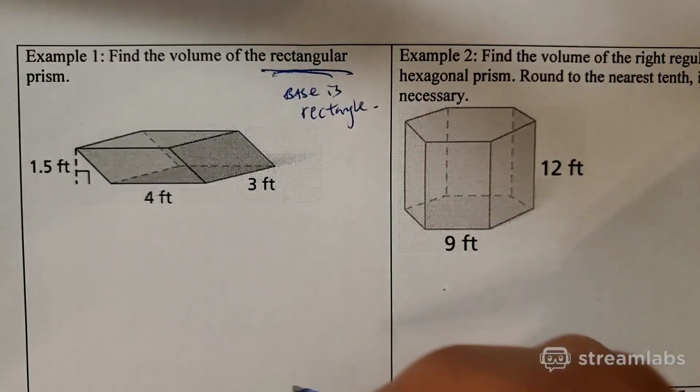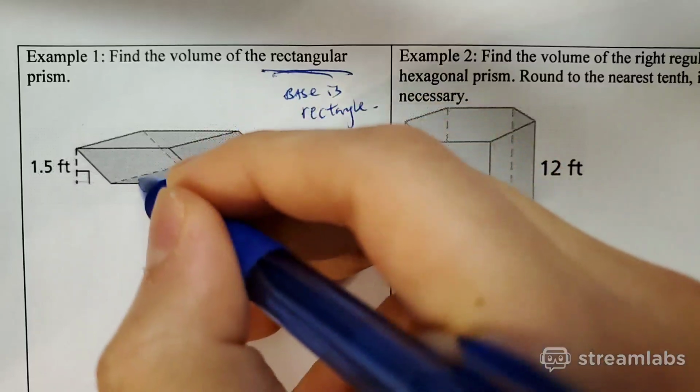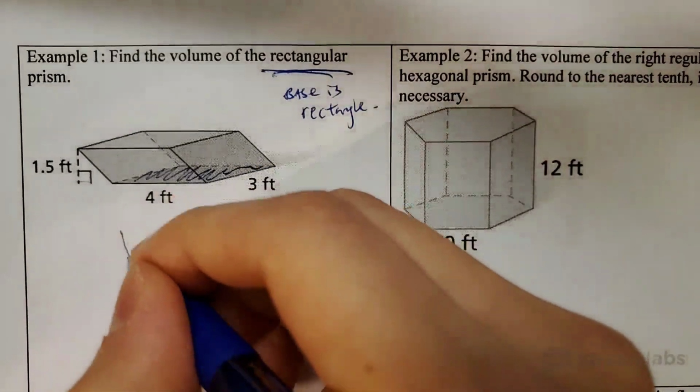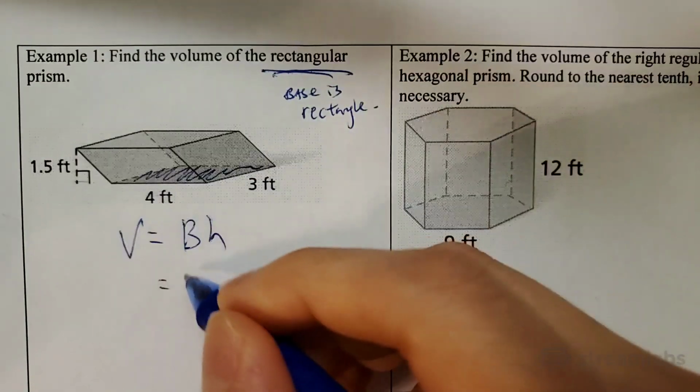Okay? Because this is slanted, that's how they draw the height. So the base has to be this one. Okay? So volume is base area times height. Base area is what? 3 times 4, right?